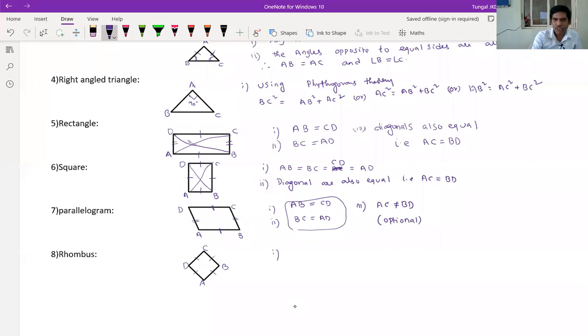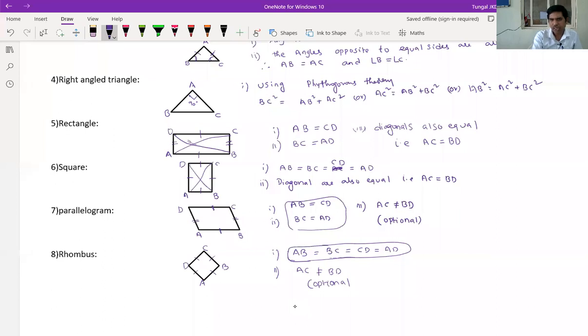First one, in a rhombus, all sides are equal, nothing but AB equals BC equals CD equals AD, and diagonals are not equal, AC not equal to BD. So this is optional. You can just prove all sides are equal. This is enough condition to prove the given points form a rhombus.